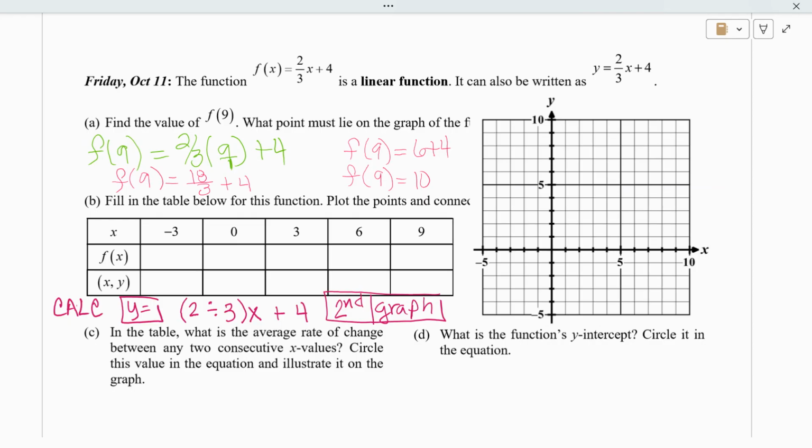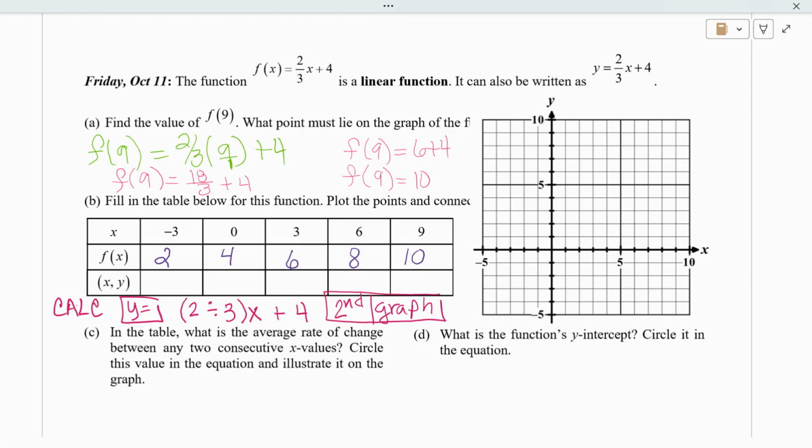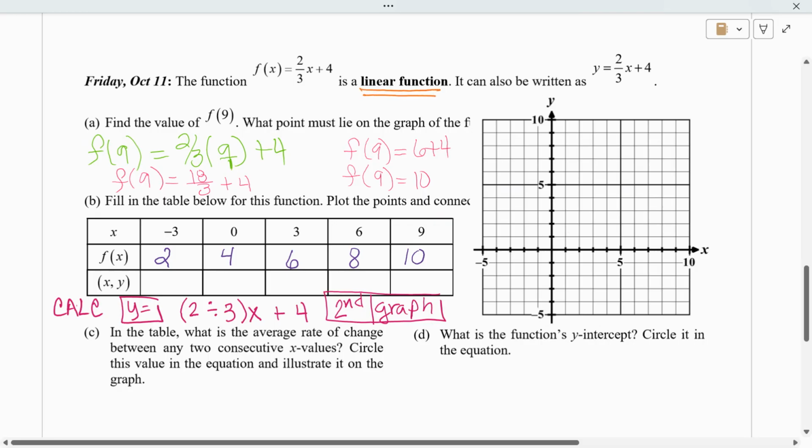So when x is -3, what is f of x? 2. When x is 0, what is f of x? When x is 3, f of x is. When x is 6, f of x is. And when x is 9, f of x is. Okay, so it says to plot your points, and we're going to connect them with a line because this is a linear function.